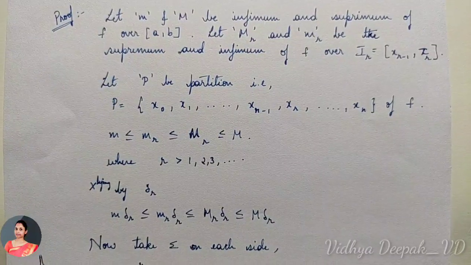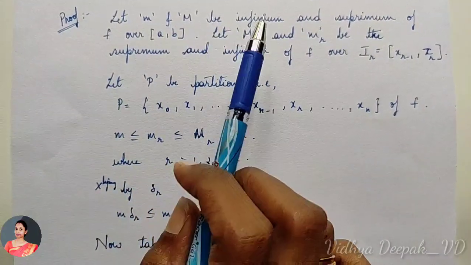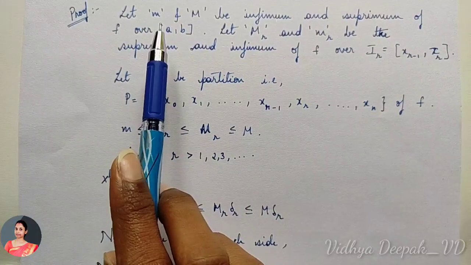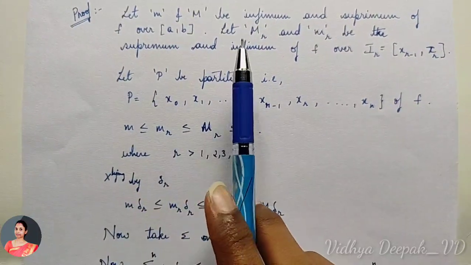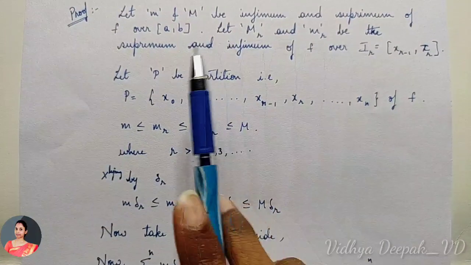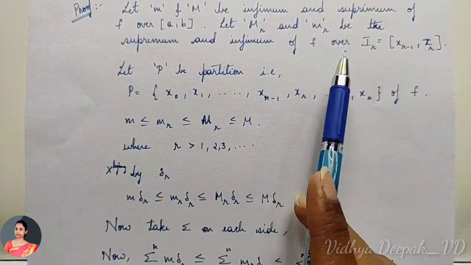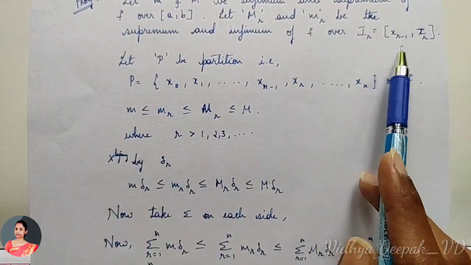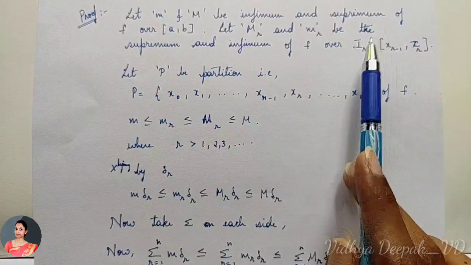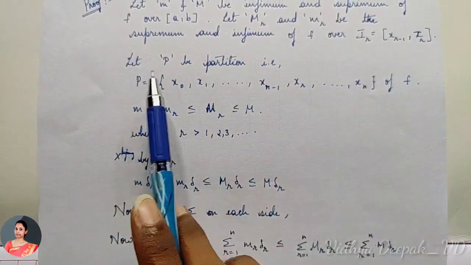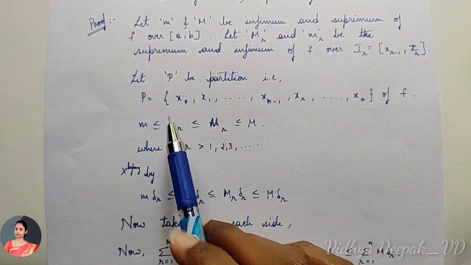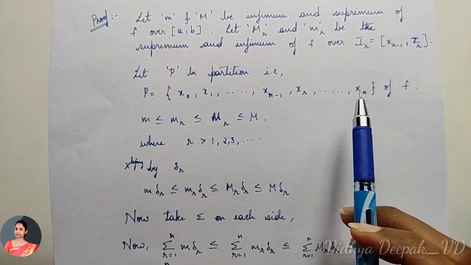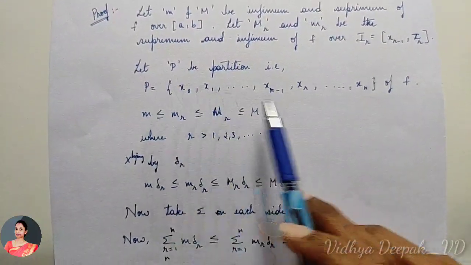Let's get into the proof. Let m and M be the infimum and supremum of f over the closed interval [a, b]. This is what is given in the theorem statement. Let M_r and small m_r be the supremum and infimum of f over the interval I_r equal to [x_(r-1), x_r]. So this is the interval we are considering. Let partition P be x0, x1, etc., x_(r-1), x_r, etc., xn. These are the elements of the partition P.